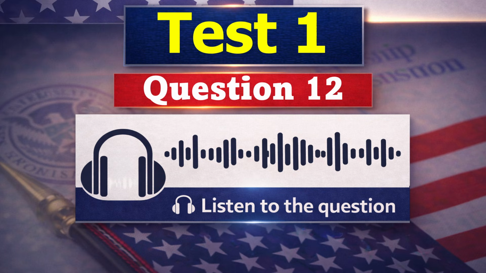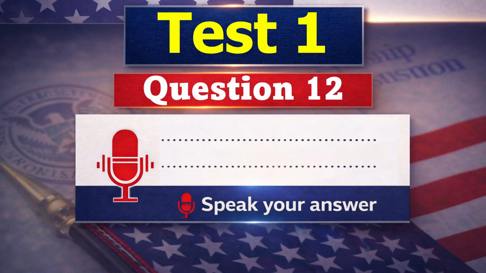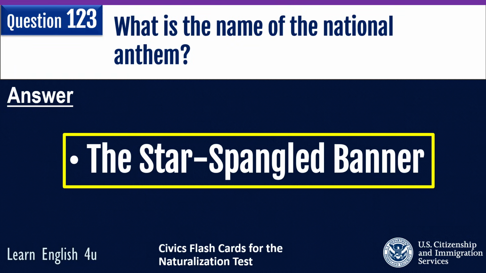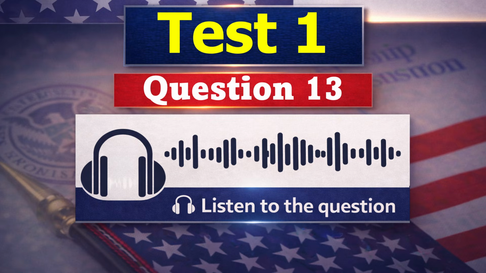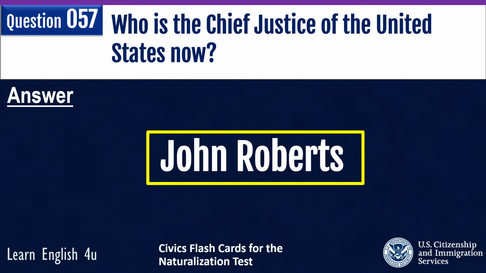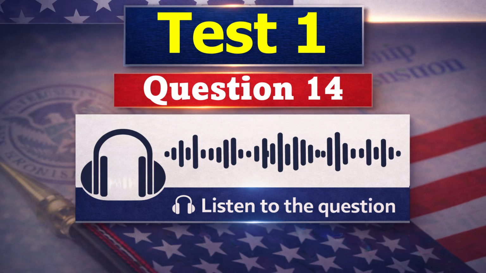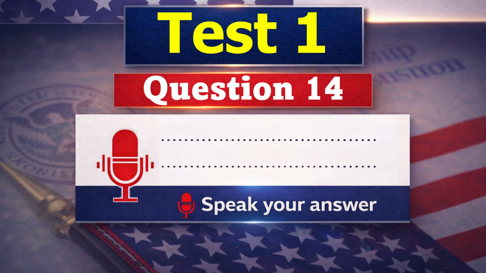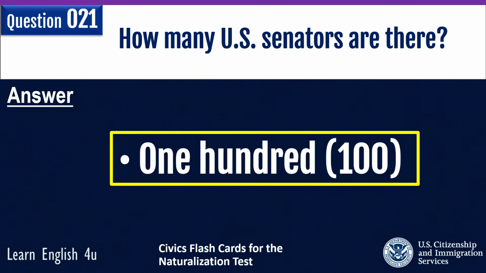What is the name of the national anthem? The Star-Spangled Banner. Who is the Chief Justice of the United States now? John Roberts. How many U.S. senators are there? 100.